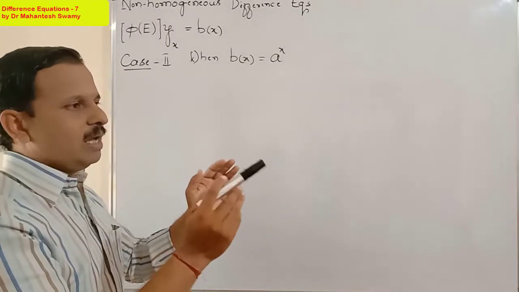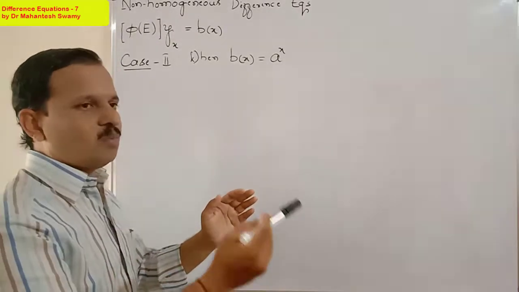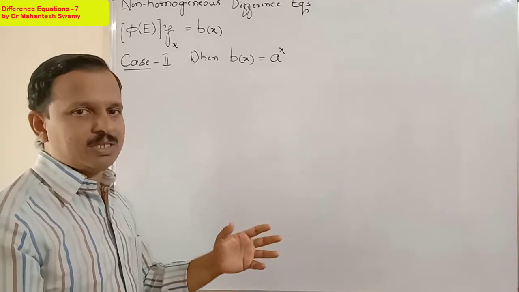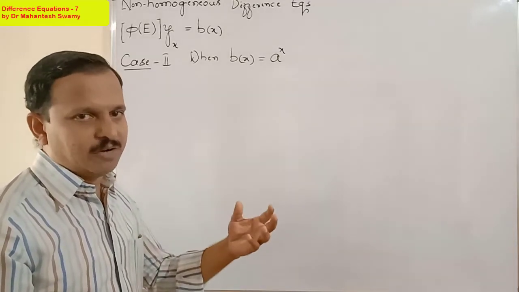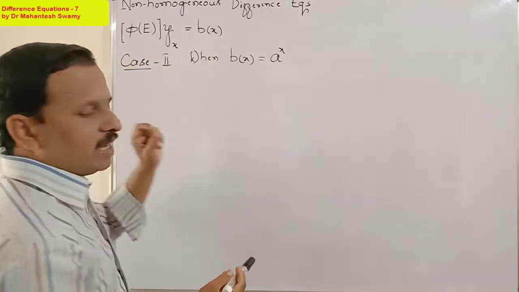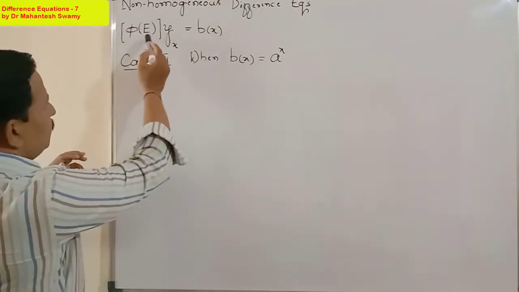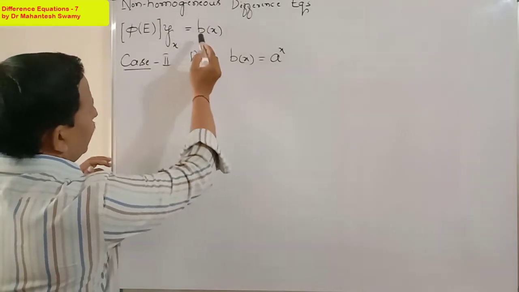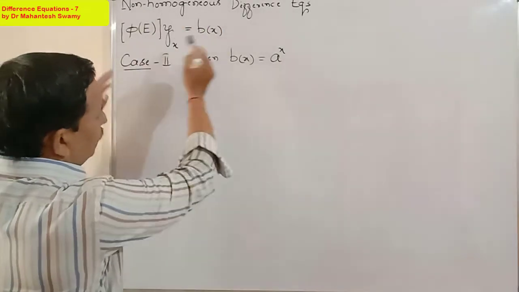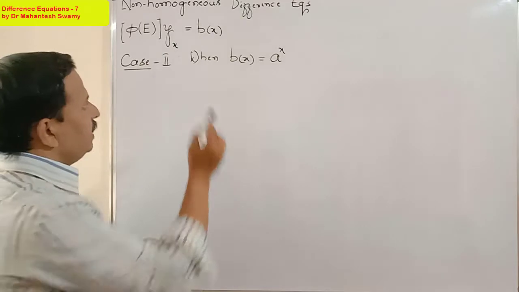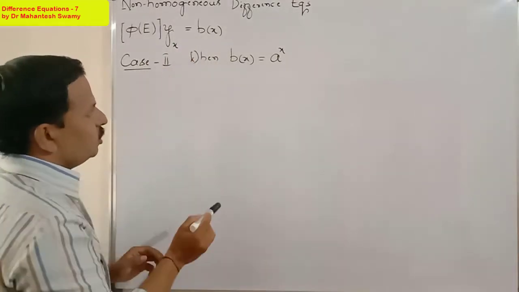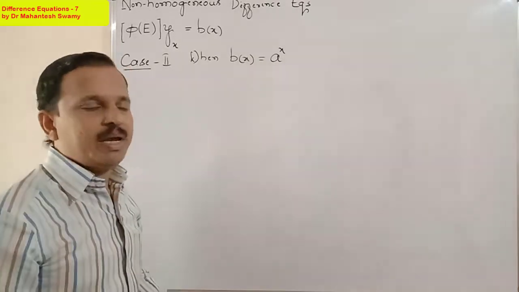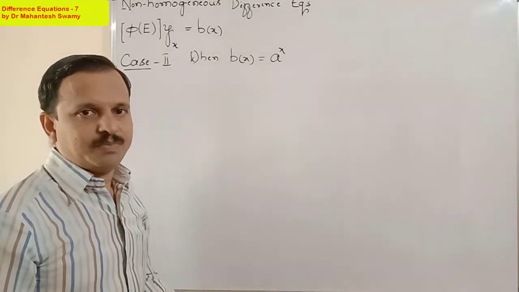That is, we will convert the y of x plus 1 terms and y of x plus 2 terms which are present in the difference equation in terms of the shifting operator, that is E, and that bracket we consider as phi of E, and it is operated on y of x, that is equal to the RHS function b of x. This will be the given difference equation, and in case number 2, the RHS function will be of the form a to the power x.